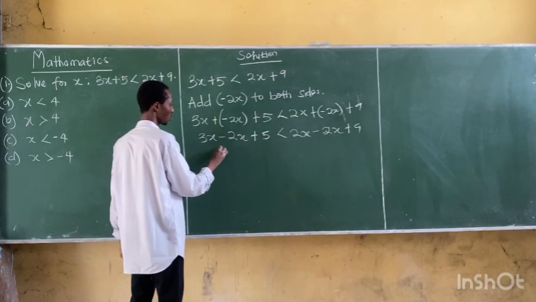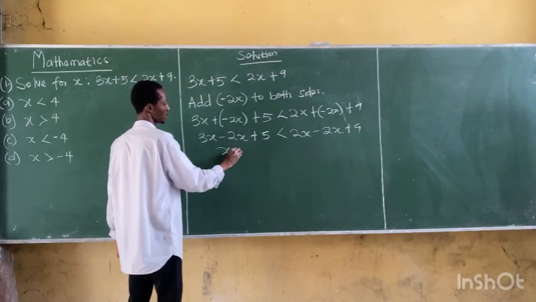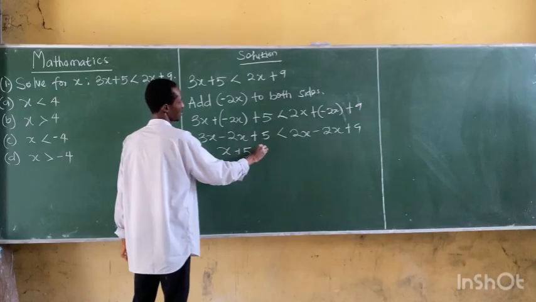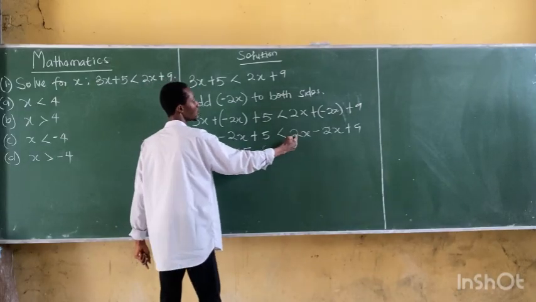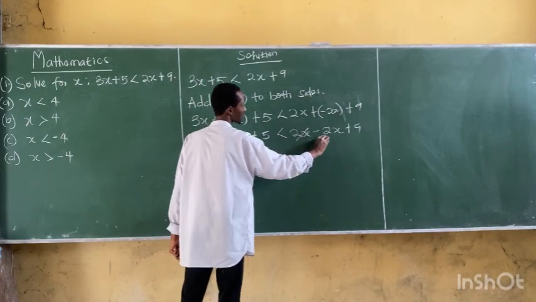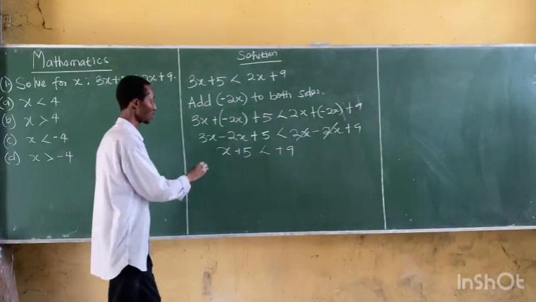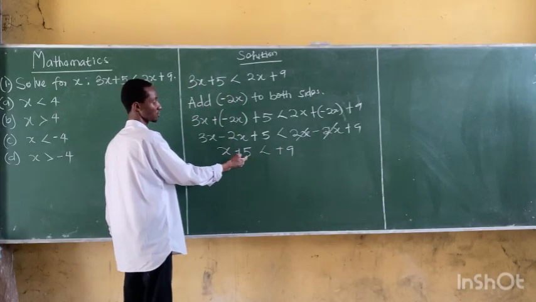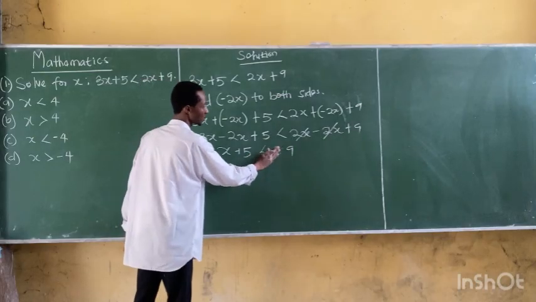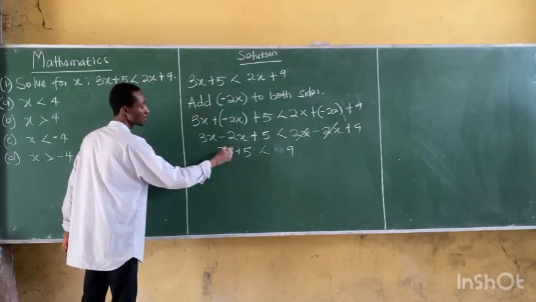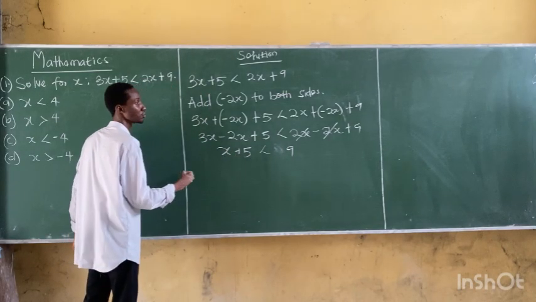If we do that, we have 3x minus 2x. It will give us 1x, which is the same thing as x, plus 5 is less than 2x minus 2x. It cancels out. We have 0 plus 9. Now we have that x plus 5 is less than 9. For x to stand alone, we can add minus 5 to both sides.